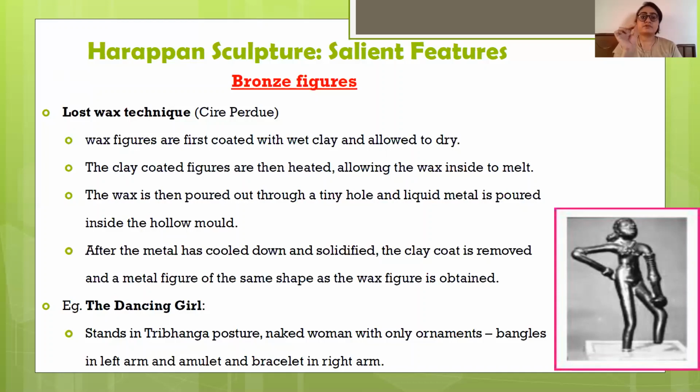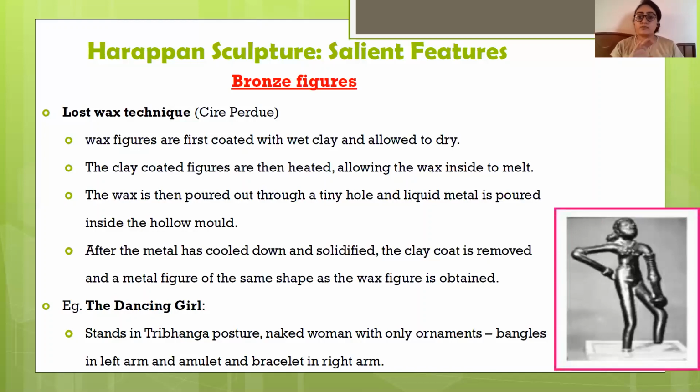So the wax is first of all molded into a beautiful sculpture, and then it is coated with wet clay. Now that wet clay is allowed to dry, and when it dries out, it is heated. When it is heated, what will happen? The wax inside it will melt. Now the clay has taken the shape of the wax figure. Now we don't need the wax. Now we will melt out the wax from the coated clay.